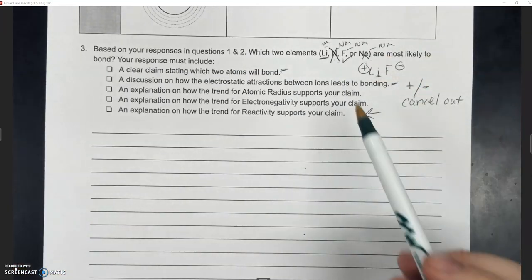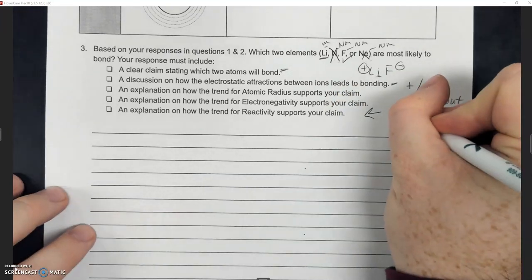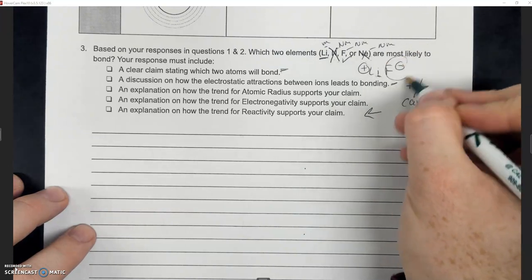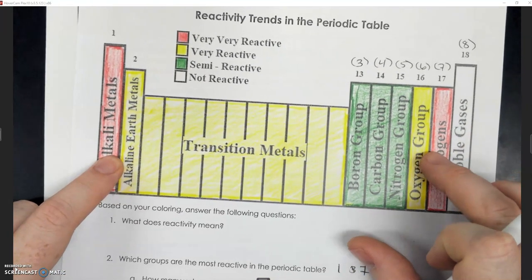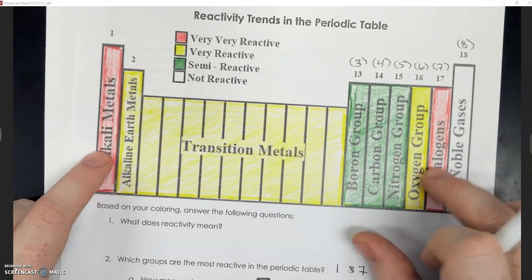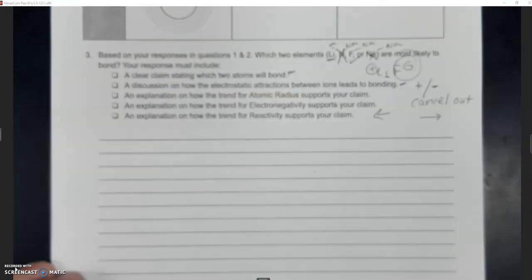Okay. How does electronegativity support the claim? Well, the atoms get more electronegative as they go this way, and that's why fluorine is very, very negative. Trend for the reactivity? Well, both lithium and fluorine are in very reactive groups. That's why they bond, and so you would say that. So really for this CER, you would need somewhere between 5 to 7 sentences to answer that.